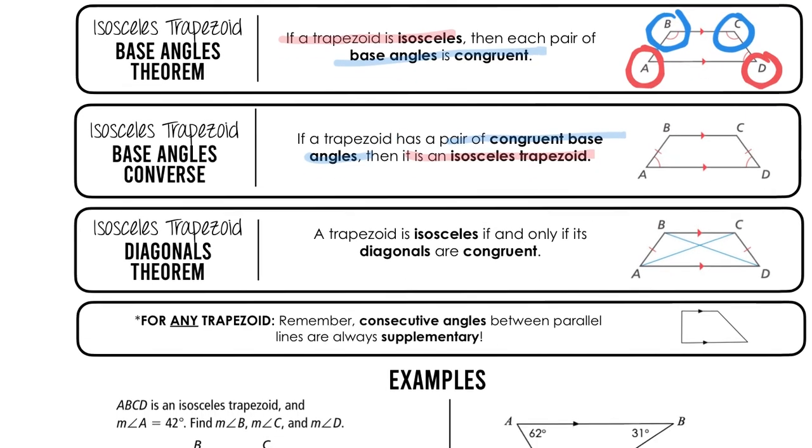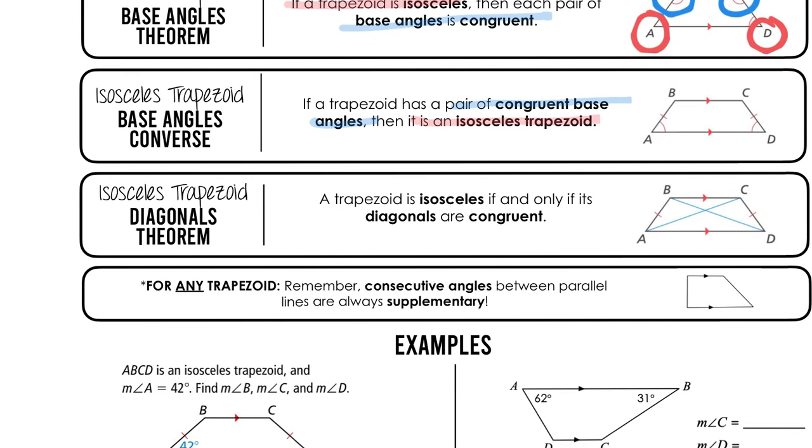So it works both ways. The final theorem here is the isosceles trapezoid diagonals theorem, which tells you that if the trapezoid is isosceles, or if and only if, so it works both ways. If we have a trapezoid and we have congruent diagonals, then we know it's isosceles. Or if you know it's an isosceles trapezoid, then you know that those diagonals are congruent.